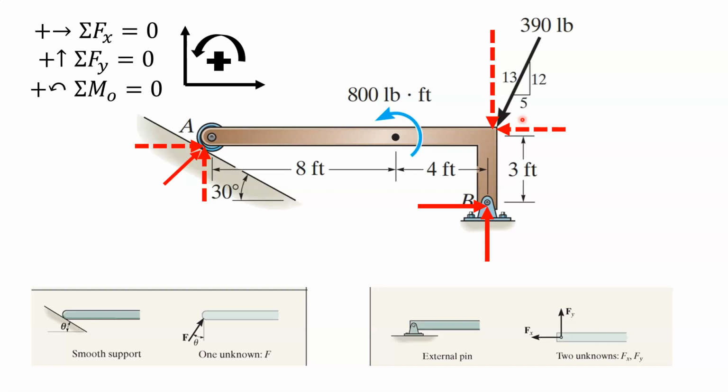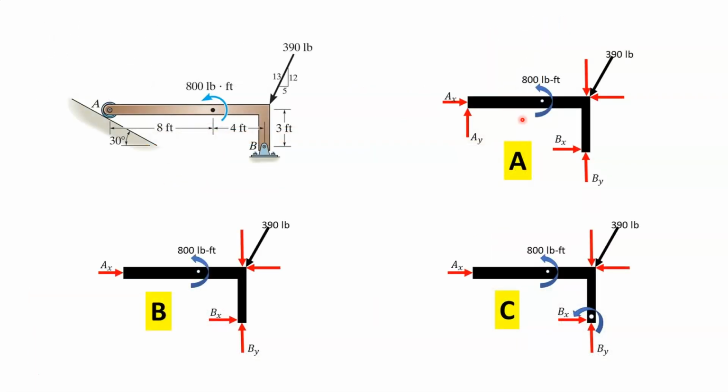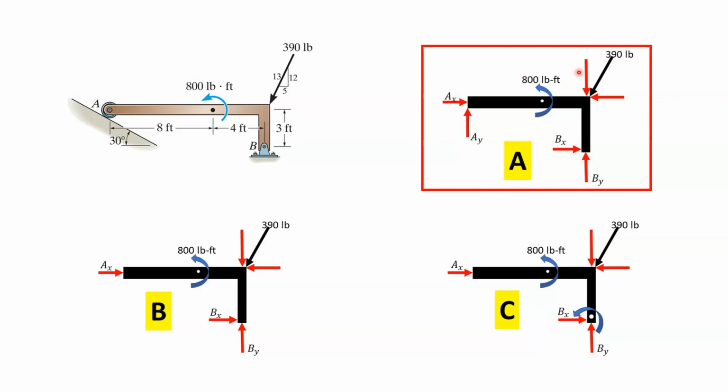We can go back and look at our original question. When we look at this, we can see that we do have an X and Y component for the applied load at A. So that eliminates both of these two right off the bat. But we also know that because this is an external pin, we shouldn't see a moment coupling at B. So that definitely eliminates option C. So the appropriate free body diagram would be A.